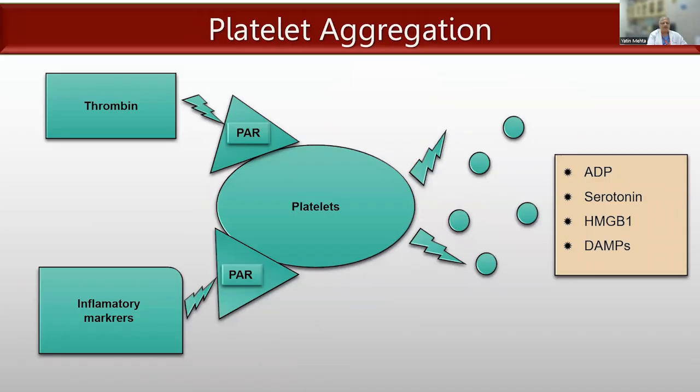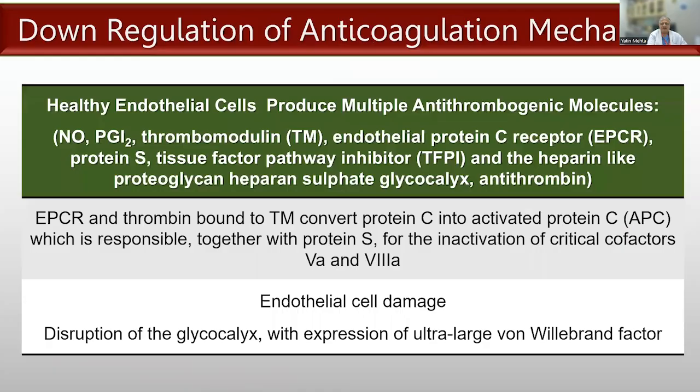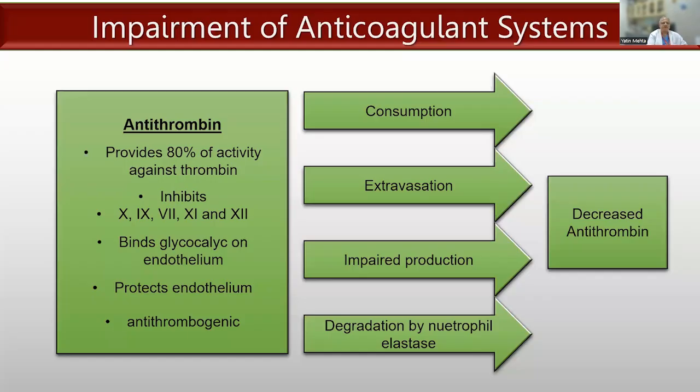Inflammatory markers and thrombin get attached to the platelets, which get activated, release serotonin, DAMPs, and ADP, and they aggregate. So there is a down-regulation of the anticoagulation mechanism. The glycocalyx is disrupted, and the normal endothelium, which produces multiple antithrombogenic molecules like nitric oxide, prostaglandin I2, thrombomodulin, and so on, is reduced. And therefore, prothrombotic activity increases on one hand, and antithrombotic or fibrinolytic activity decreases.